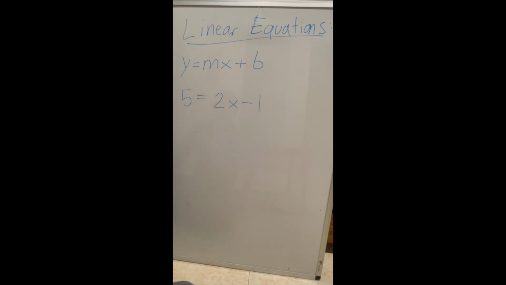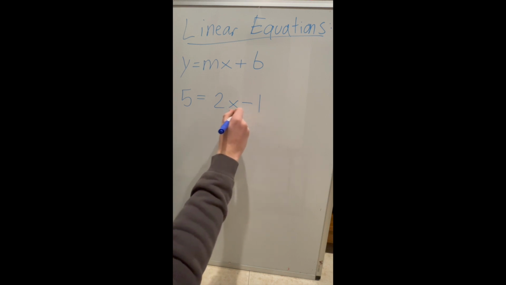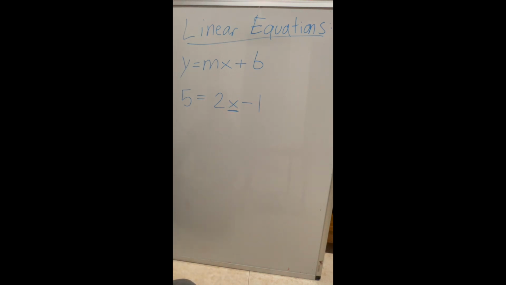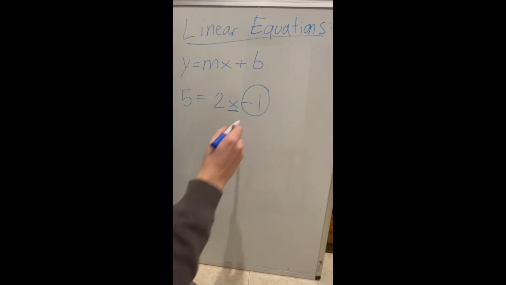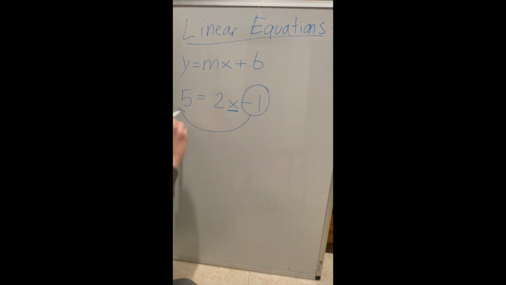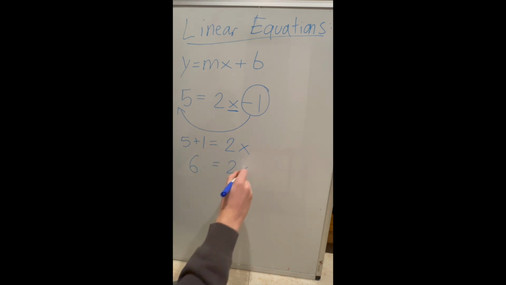To solve this problem, the first thing we need to do is isolate x. To isolate x, we identify a value that is just inconvenient, which in this case is minus 1. What we can do with this minus 1 is move it to the other side. But of course, if we move it to the other side, the sign has to change. In this case, since it's a negative, the sign will change here to a positive. So we will get 5 plus 1 is equal to 2x. Then if we add these two values, we get 6 equals 2x.